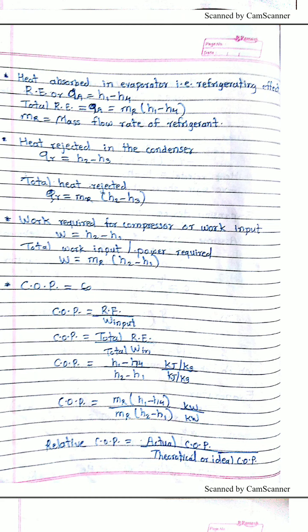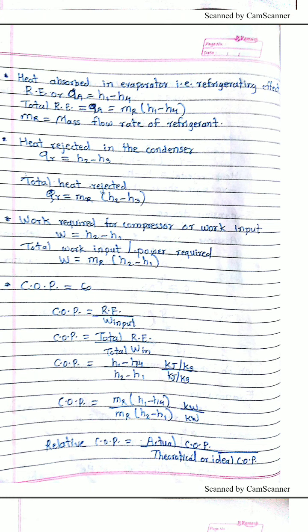Now the COP is equal to refrigeration effect upon work input. So COP is equal to total refrigeration effect divided by total work input. Total refrigeration effect is MR into (H1 minus H4), and total work input is MR into (H2 minus H1). So we are taking the ratio MR into (H1 minus H4) divided by MR into (H2 minus H1). Both the quantities are in kilojoule per kg.